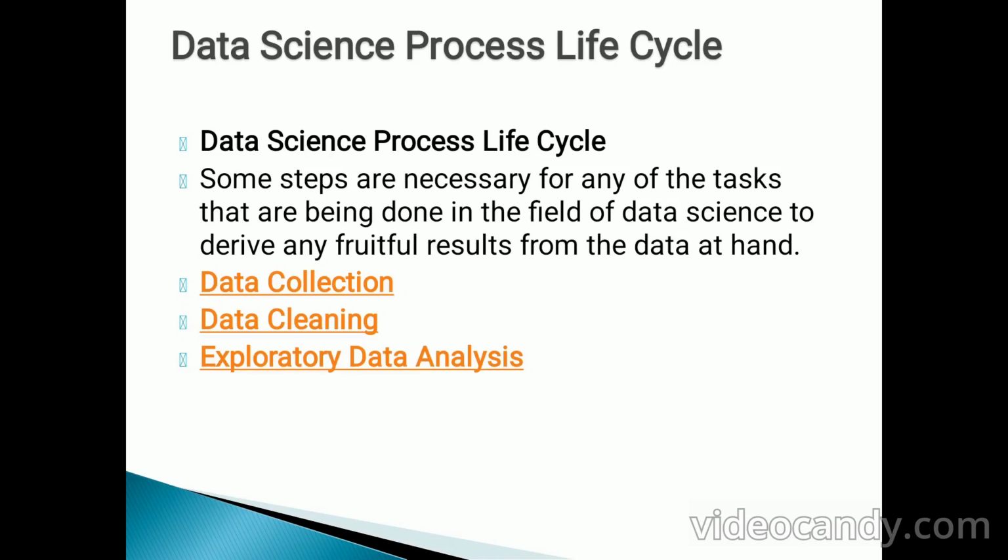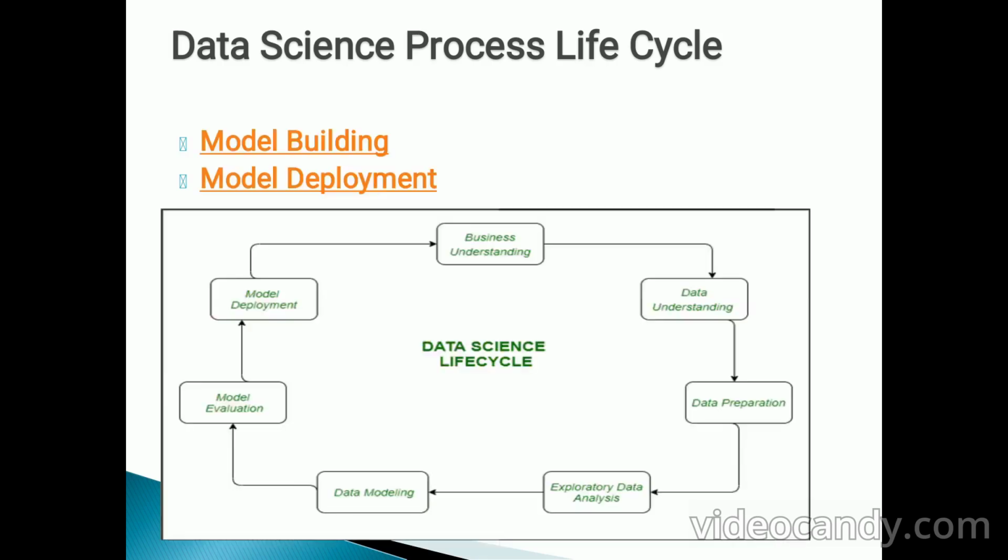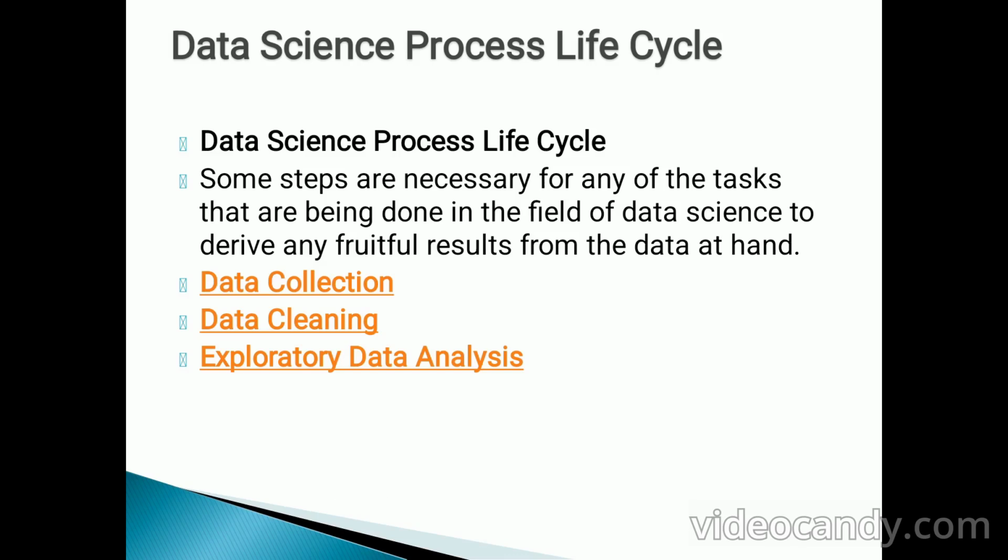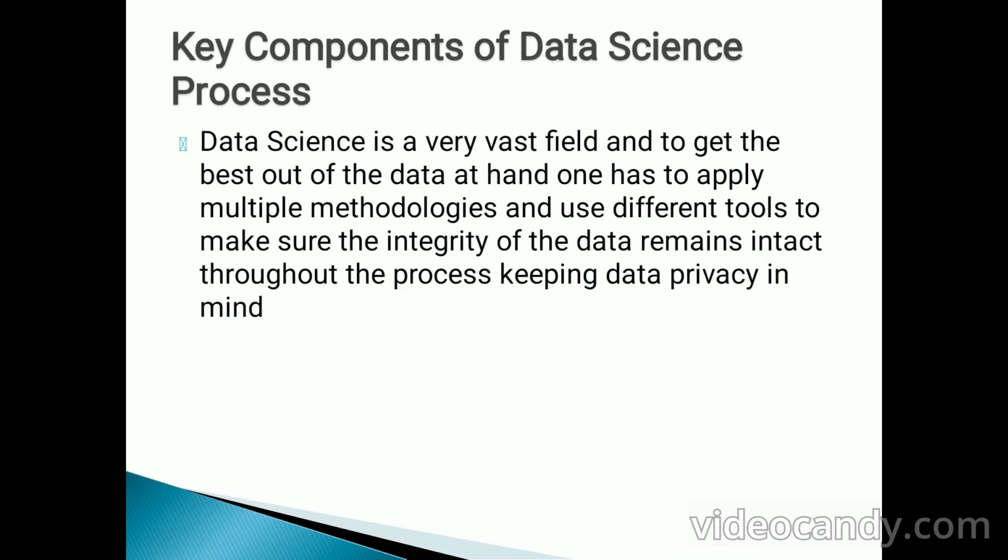Next, let's move on to the data science process life cycle. The life cycle covers the various phases of the data science process for the effective construction of data models. In this section, we have several life cycle stages. The first one is data collection. The second one is data cleaning. Then follows exploratory data analysis, and then model building and model deployment.